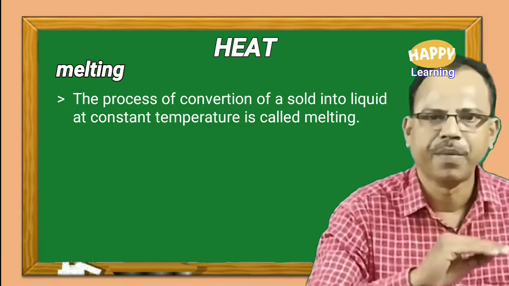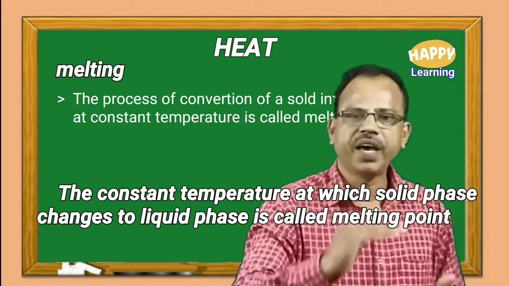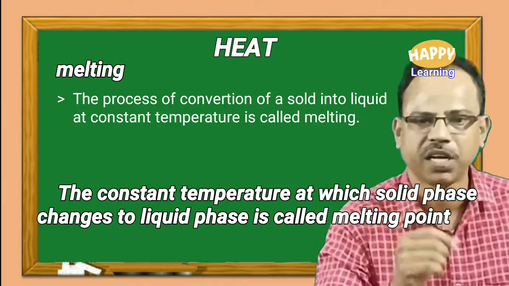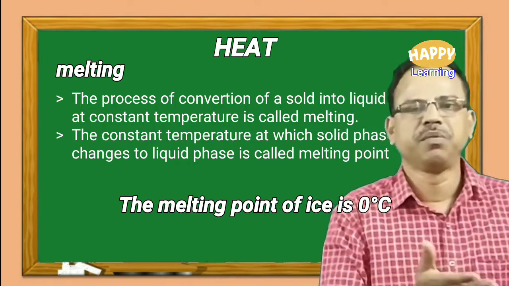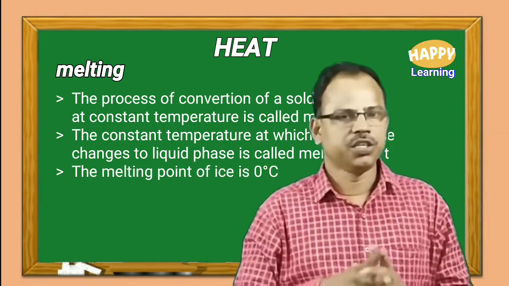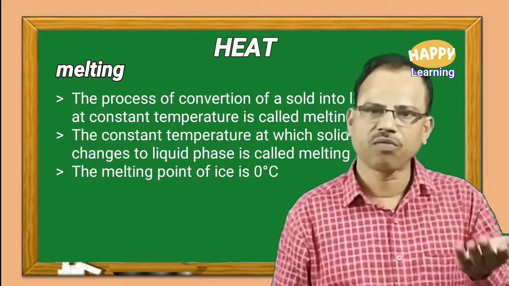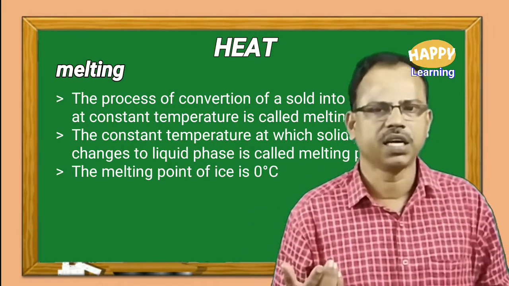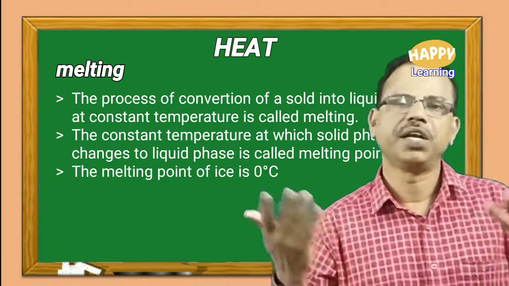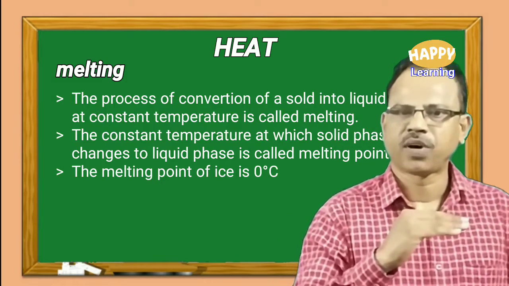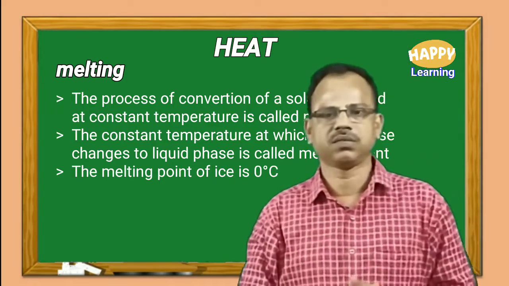So, ice melted at 0 degrees Celsius. This constant temperature where this conversion from solid to liquid has taken place is called melting point. For ice, this melting point is 0 degrees Celsius. Instead of ice water, if you take benzene, if you take chloroform, if you take acetic acid, like that, depending on the material you have taken, you will get different melting points. So we have done the experiment with water. For water, melting point is 0 degrees Celsius.